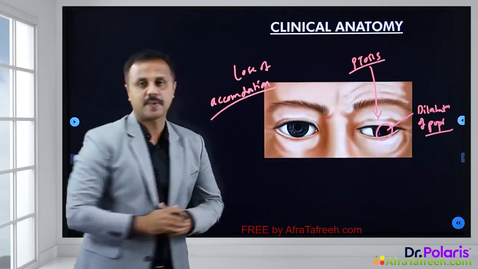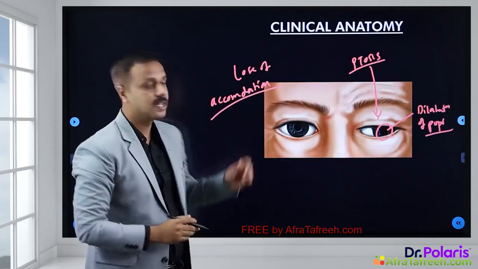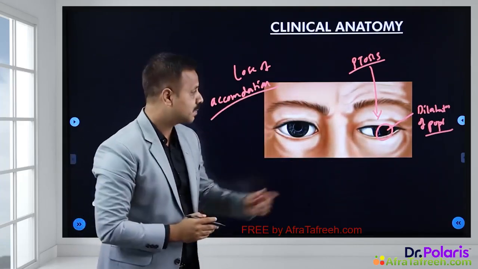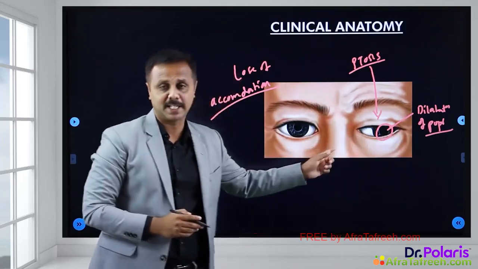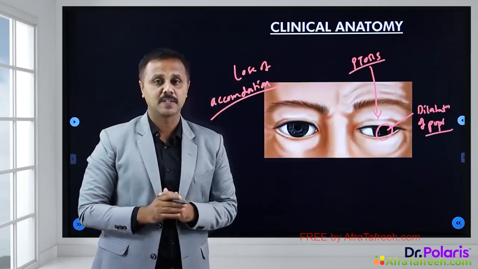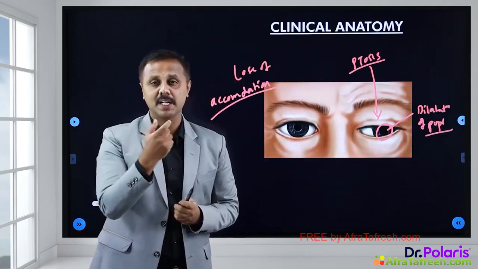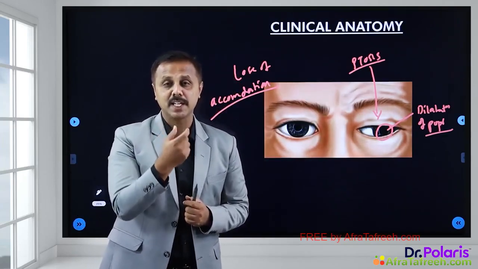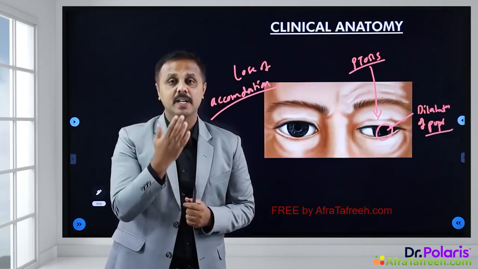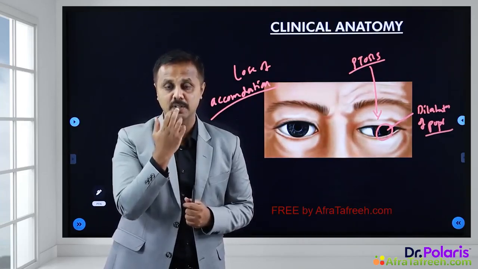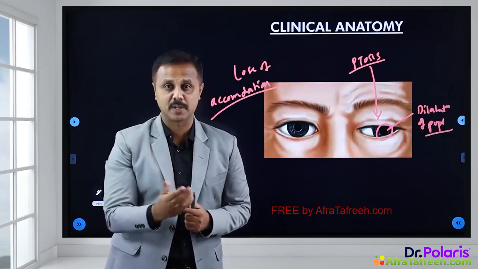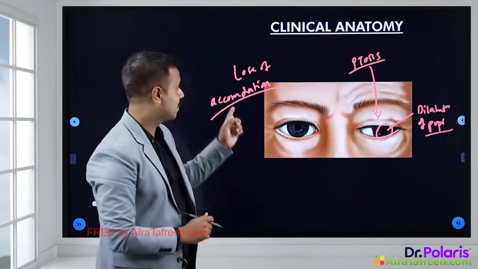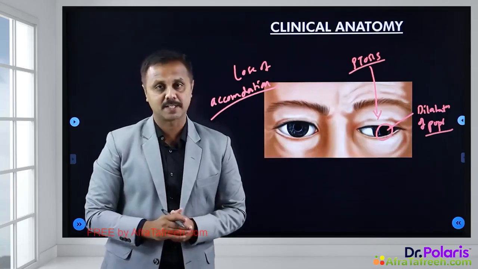Now, why does this loss of accommodation occur? Remember, loss of accommodation occurs because of involvement of the medial rectus. The oculomotor nerve supplies the medial rectus, and the medial rectus is responsible for seeing structures which are nearby. If you want to look at the tip of the nose, or read something which is very close to your eyes, it is the medial rectus which will bring about the accommodation reflex, right?